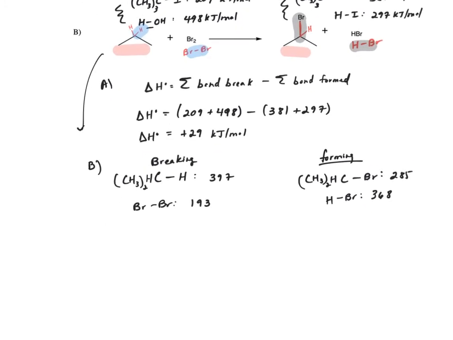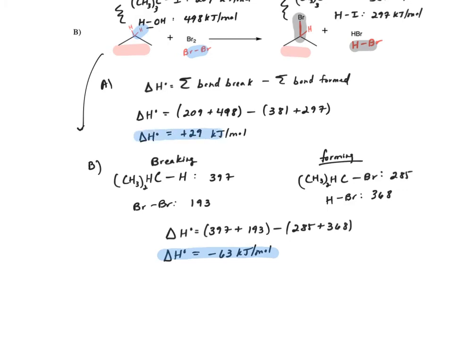Okay, so then we utilize these. We've got delta H is equal to the sum of the bonds broken. So this is our 397 plus our 193, minus the sum of the bonds formed. So this is our 285 plus our 368. When we add these together, it looks like we get a minus 63 kilojoules per mole as the delta H here. So we can go ahead and highlight the answer to B and then the answer to A.